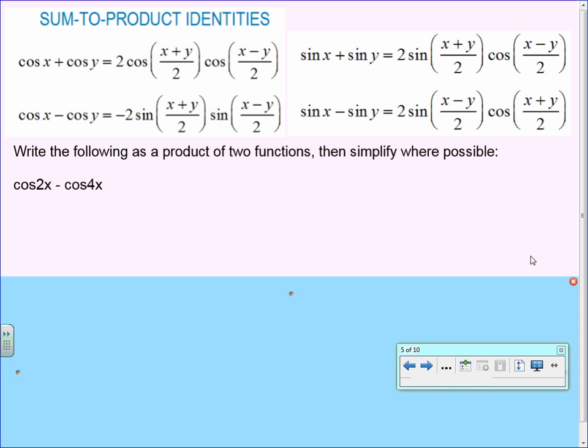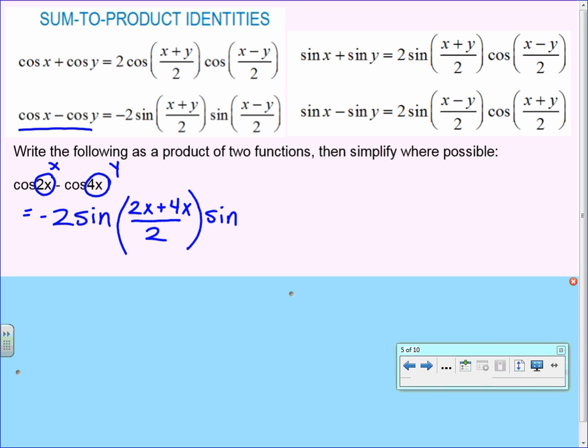Again, the first angle you see will be the x in the identity. The second angle you see will be the y in the identity. And notice here I have a cosine minus a cosine. So I'm using cosine x minus cosine y, that identity in your sheet. Okay. So it's going to be -2 sine. Add them up. 2x plus 4x over 2. Sine. Subtract them. 2x minus 4x over 2. Again, you can simplify inside these angles.